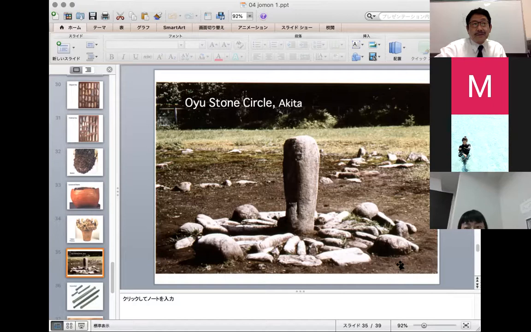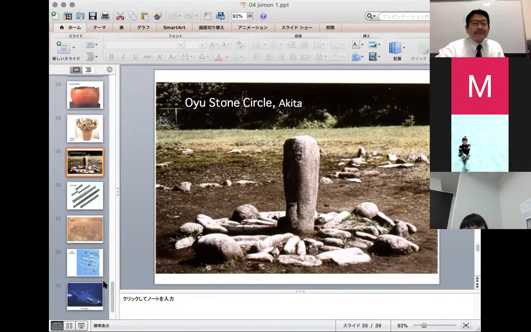We do not really know the function of this feature, but recent excavation proved that there are many burials around this area. So it must have been related to burial or ritual ceremonies. There are so many types of ceremonial features, as we call them, found from Jomon sites. And that would reflect their spiritual world, of course.